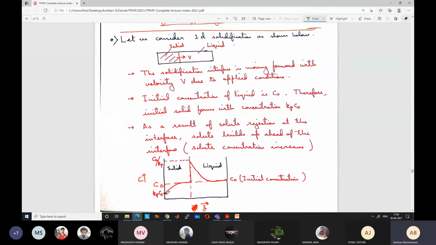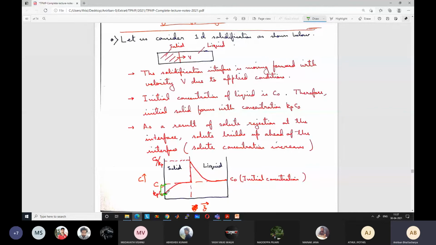Once the first solid forms with Kp C0 concentration and the liquid was at C0, this excess part of solute has to go somewhere, so it will go into the liquid. As a result, the concentration of the liquid will increase, as we were seeing previously also in Stiles model. So the concentration in the liquid increases, and because of this, the concentration in the solid also increases. The concentration in the liquid keeps on increasing, and because the ratio of concentration in the solid to concentration in the liquid is always maintained as Kp, once the concentration in the liquid increases, the concentration in the solid also increases.